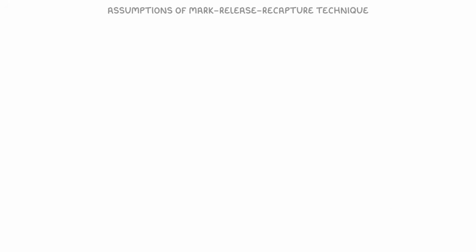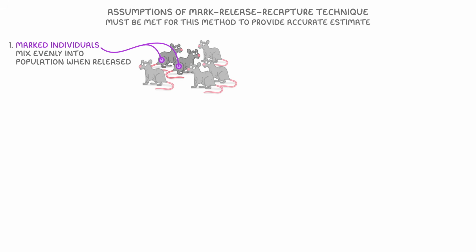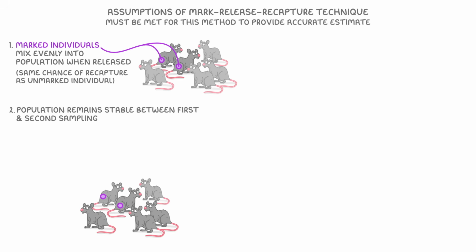To finish up, let's talk about the assumptions of the Mark-release-recapture technique that must be met for this method to provide an accurate estimate. First, we need to assume that the marked individuals mix evenly in the population once they're released, so that they have the same chance of being recaptured as an unmarked individual. We also assume that the population remains stable between the first and second sampling.